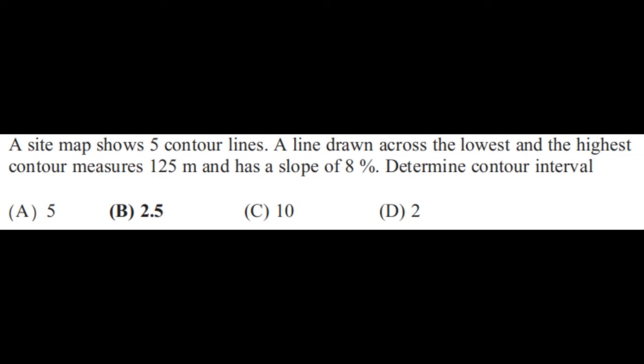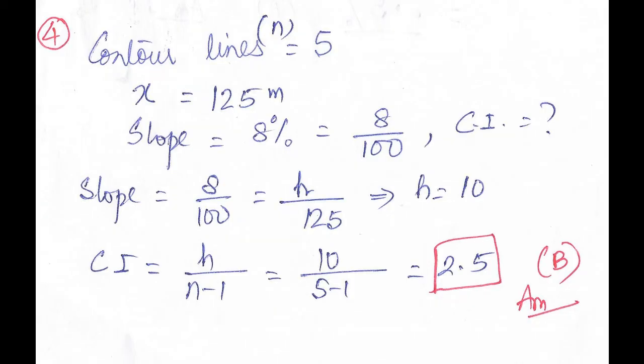Let us see over here. Contour lines, N is given as 5. X, that is the length between two contours, is given as 125 meter. Slope is given as 8%, that is 8 by 100 we can write. We have to find the contour interval.